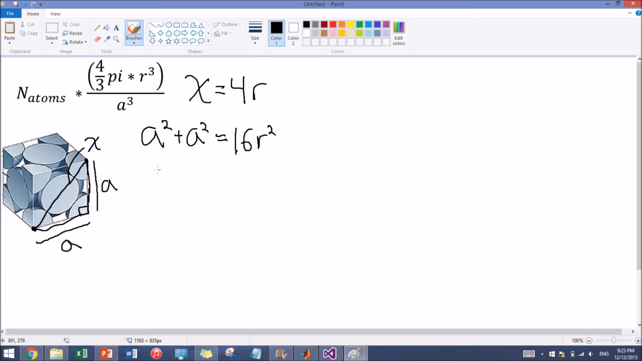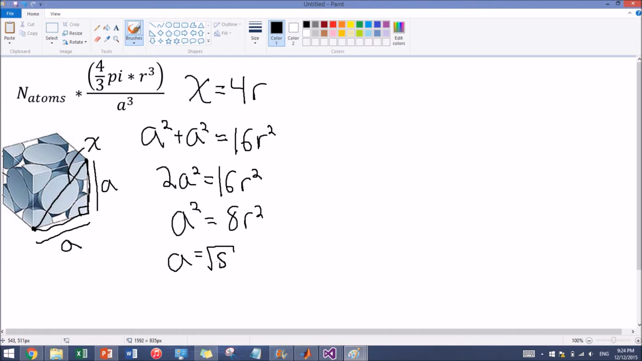Now let's add these together. We have 2a squared equals 16r squared. Let's divide by 2. So we have a squared equals 8 times r squared. And finally, take the square root to give us a equals the square root of 8 times r. And that's it. That's our relationship between a and r.